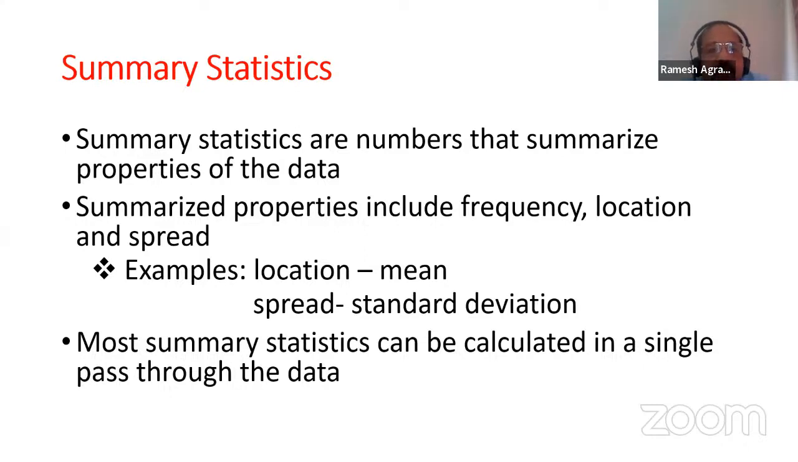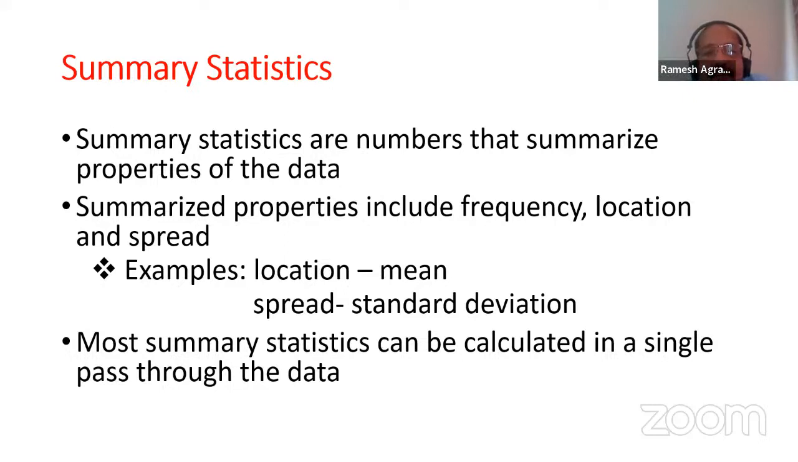For the first case it is 0 minus 5 whole square plus 5 minus 5 whole square plus 10 minus 5 whole square, divided by 3. So it is what? 25 plus 0 plus 25, 50, 50 divided by 3, which turns out to be equal to how much? It is 16.66. Yes or no? Okay. Yes, sir.